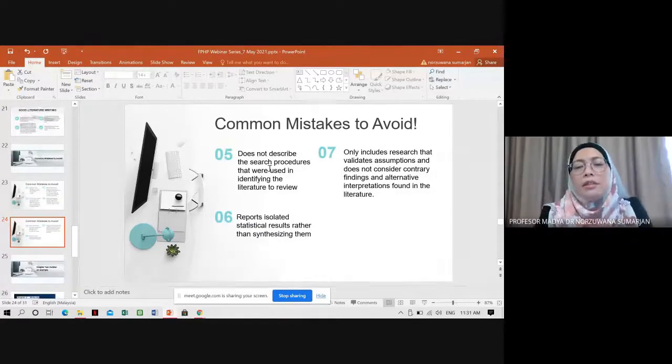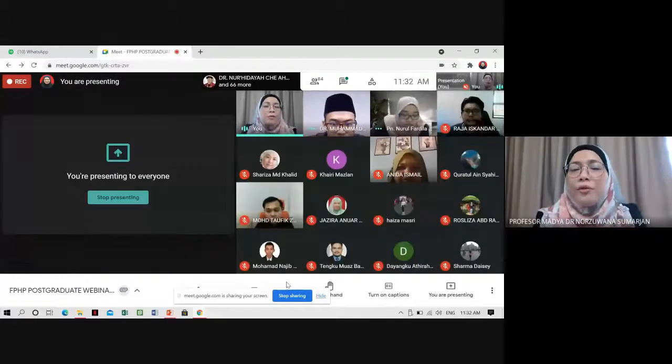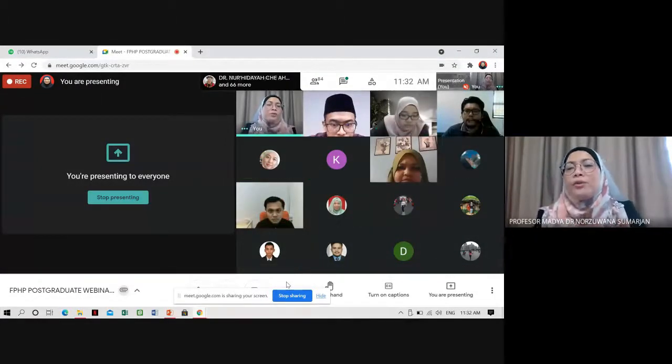Common mistake: does not describe the search procedures that were used in identifying the literature to review. Is it very important for you to describe this? Do we need to put this in our chapter 2? Well, it's good to have. Why do you think it's good to have that statement?